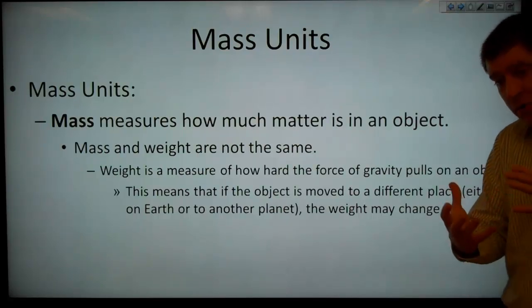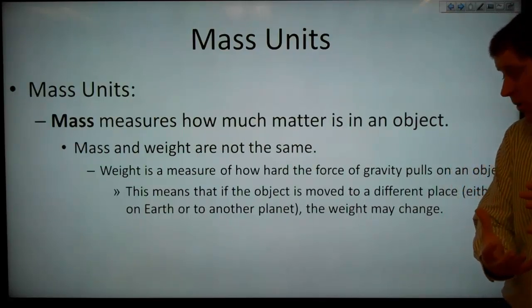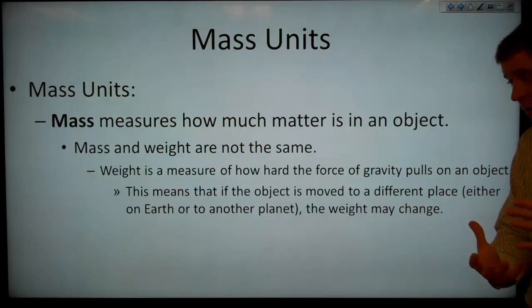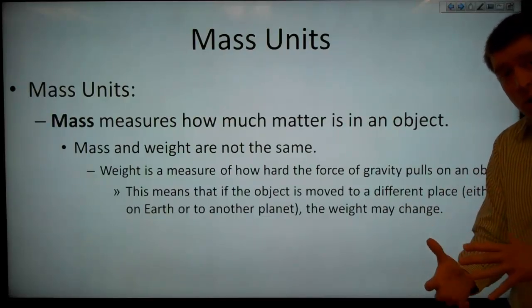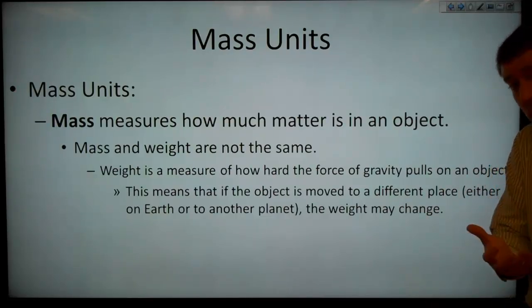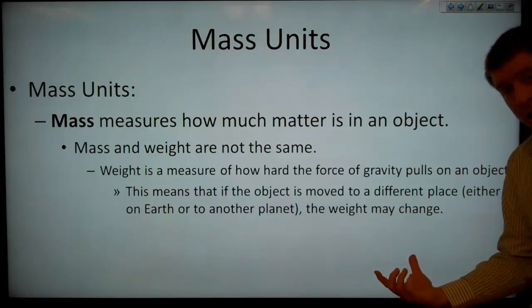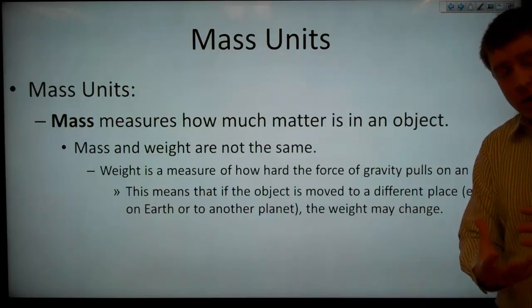Which means that if the object is moved from one place in the universe to a different place, either a different place on Earth, or to another planet, or to the moon, the weight may change if the force of gravity changes.